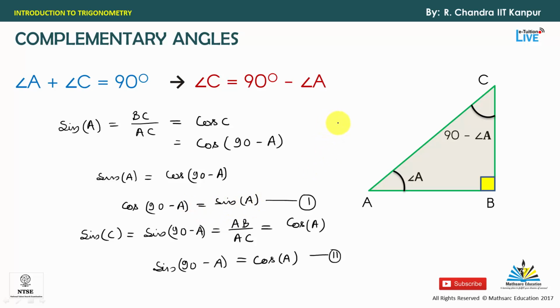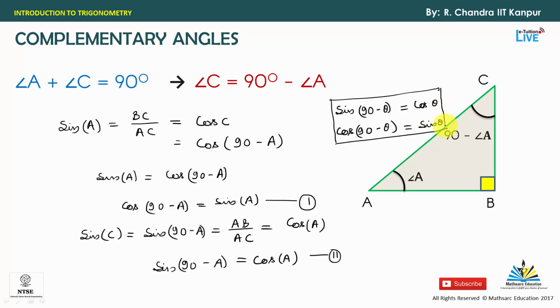So similarly we can have a formula for any angle, like sine 90 minus theta is equal to cos theta. Instead of A, we write theta. Similarly, cos of 90 minus theta is equal to sine theta. So these two are very important formulas that we need to remember, and they are very helpful while solving problems. Let's generate proof for other formulas like tan 90 minus theta, cot 90 minus theta.